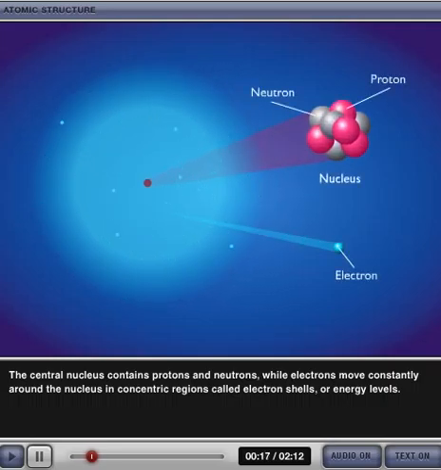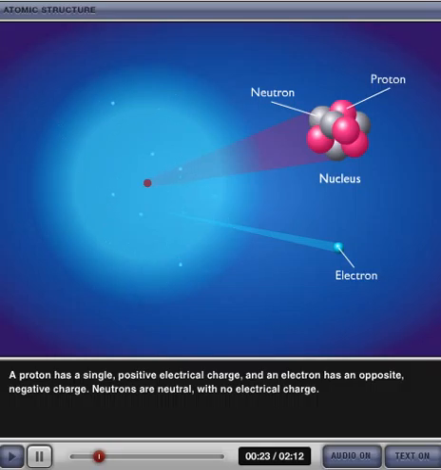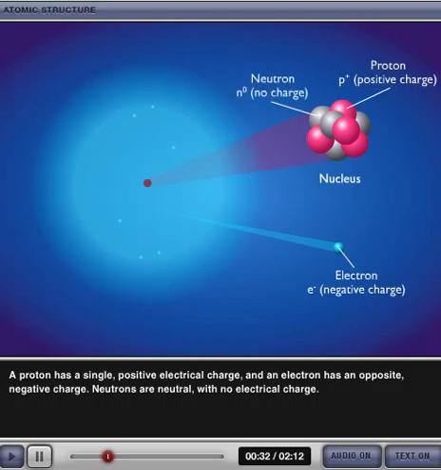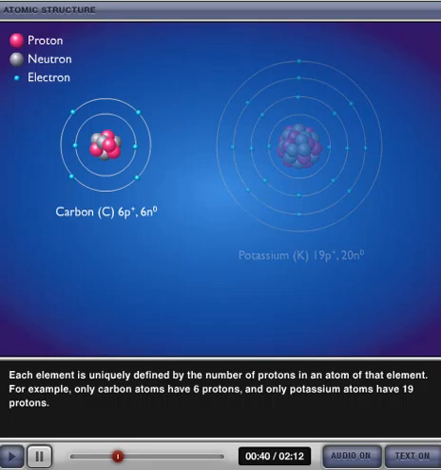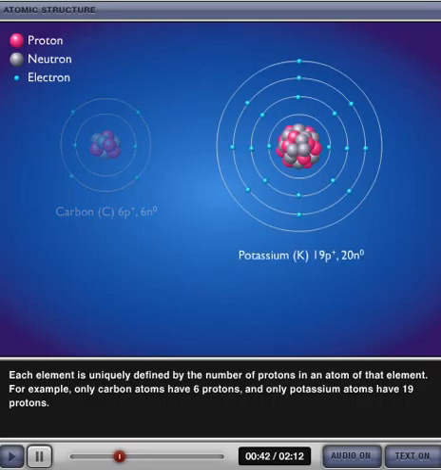or energy levels. A proton has a single positive electrical charge, and an electron has an opposite negative charge. Neutrons are neutral with no electrical charge. Each element is uniquely defined by the number of protons in an atom of that element. For example, only carbon atoms have 6 protons, and only potassium atoms have 19 protons.